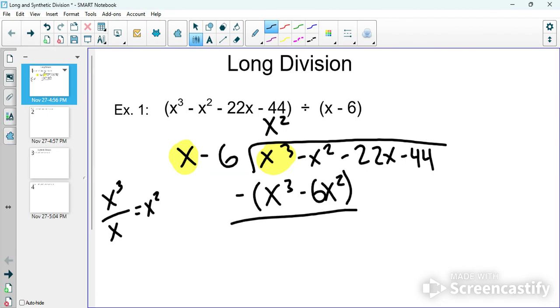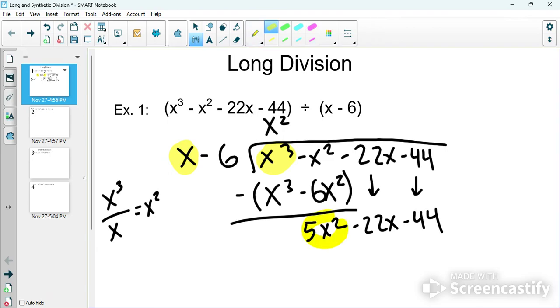So x to the third minus x to the third is nothing. Negative x squared minus -6x squared, that's positive 5x squared. And then we're going to drop down our remaining terms. All right, now we're going to figure out how many times does x go into 5x squared. So 5x squared divided by x, that's equal to 5x. That goes up top.